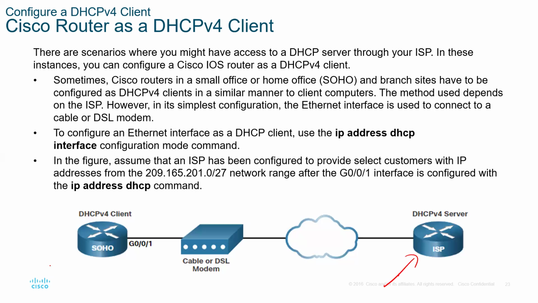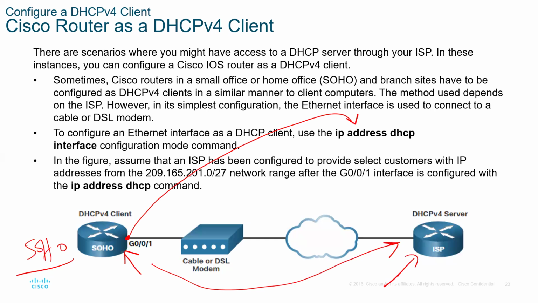What it will mean is that this router, our router in our home office, small office, home office, on this interface will need to be configured with this command so that the interface is able to automatically get an IP address from the server.